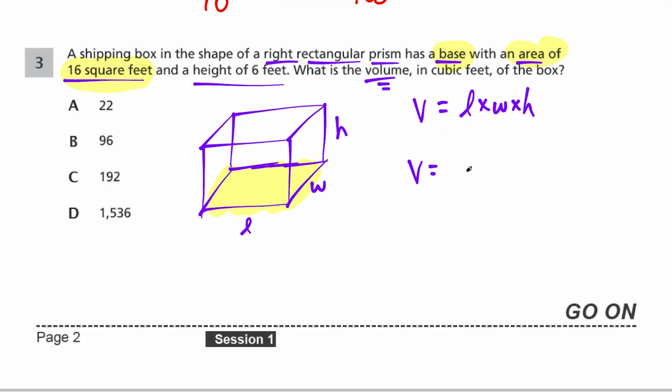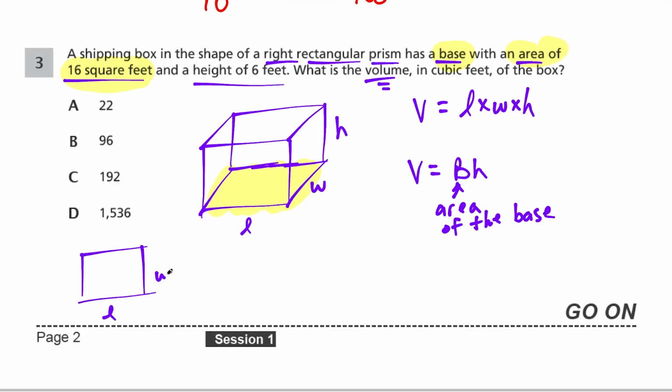We could say the volume is equal to capital B times H, where capital B is the area of the base. Okay, so the area of the base. And since it's a rectangular prism, we could look at the base and say, oh, the area of the base, if the base is a rectangle, is length times width.